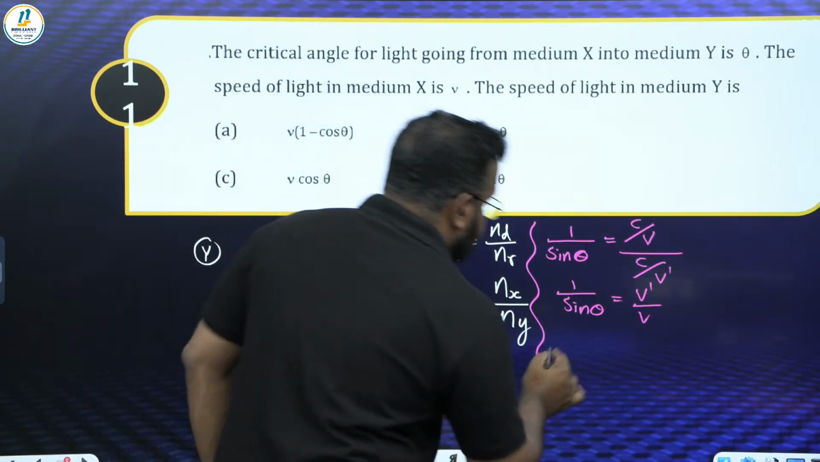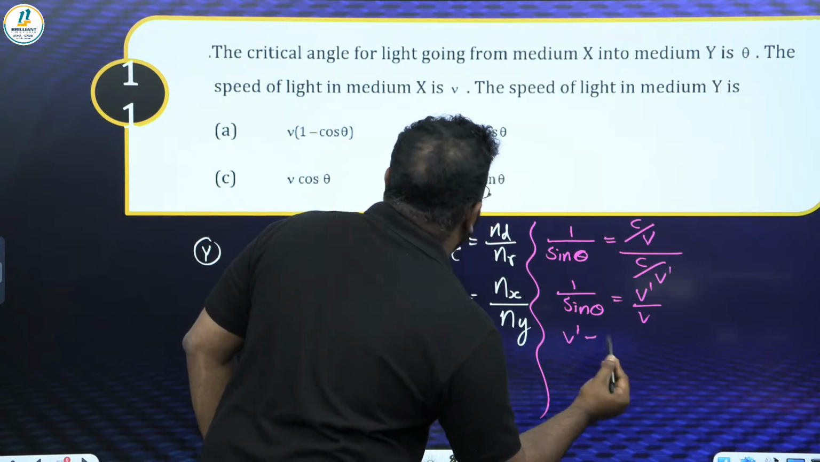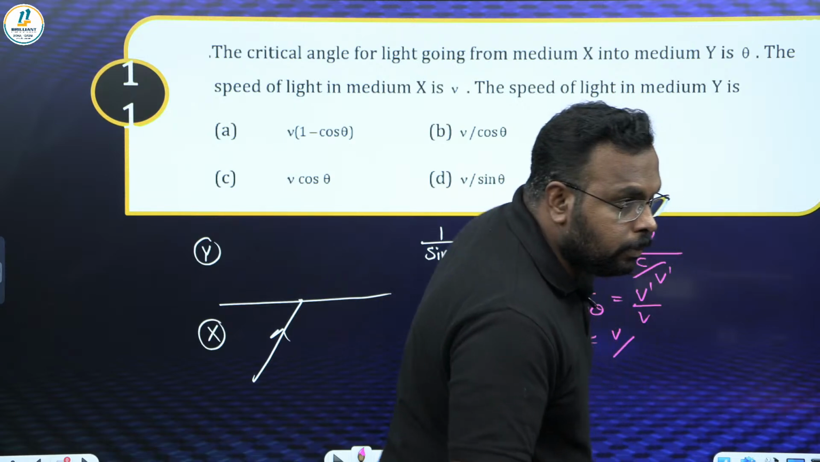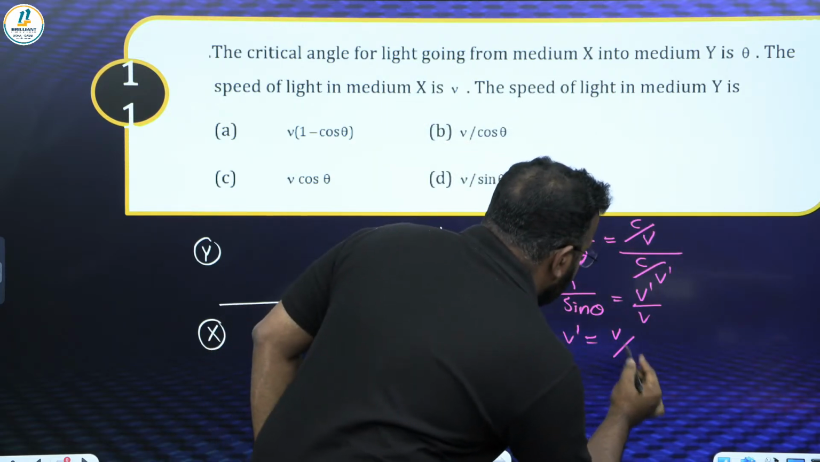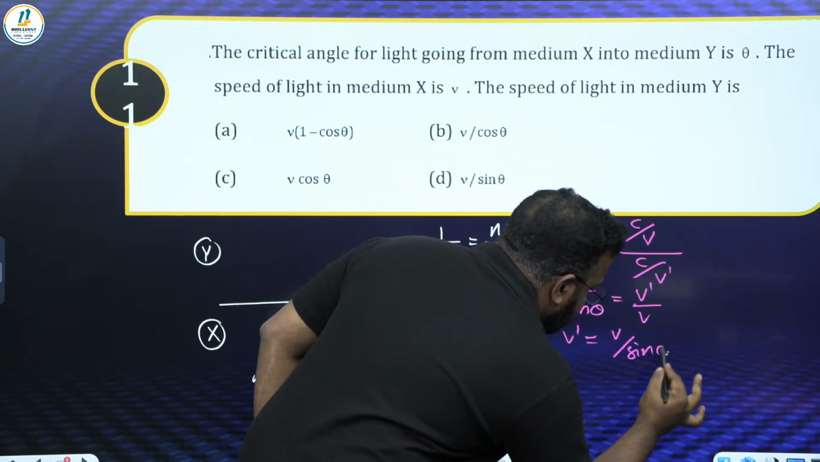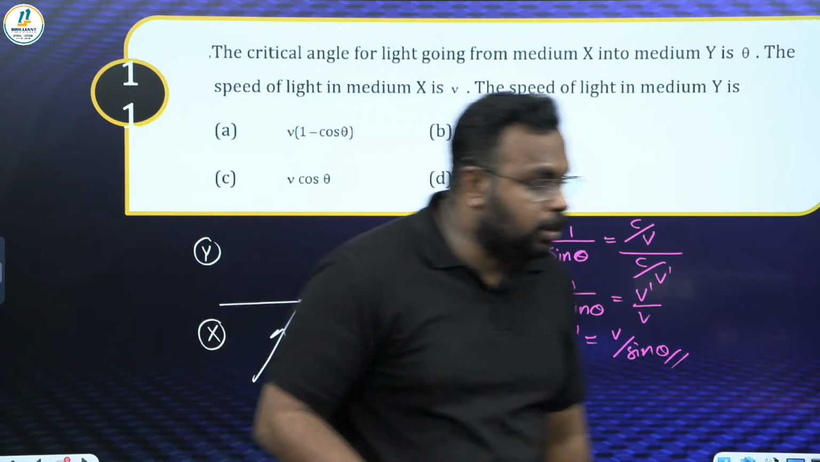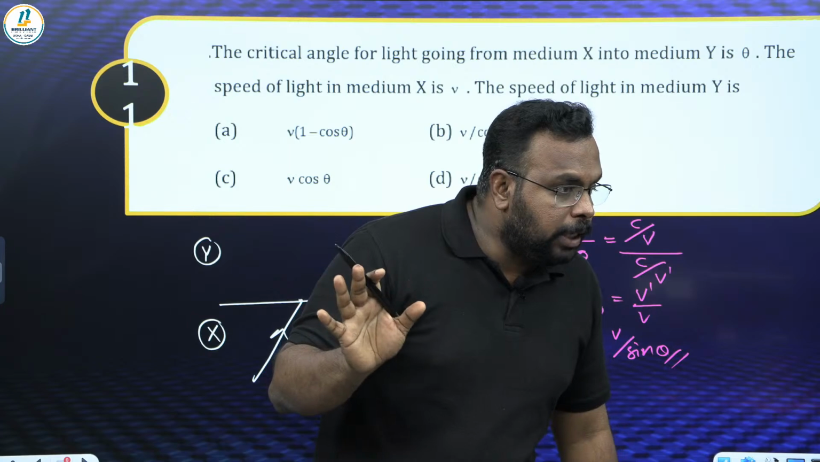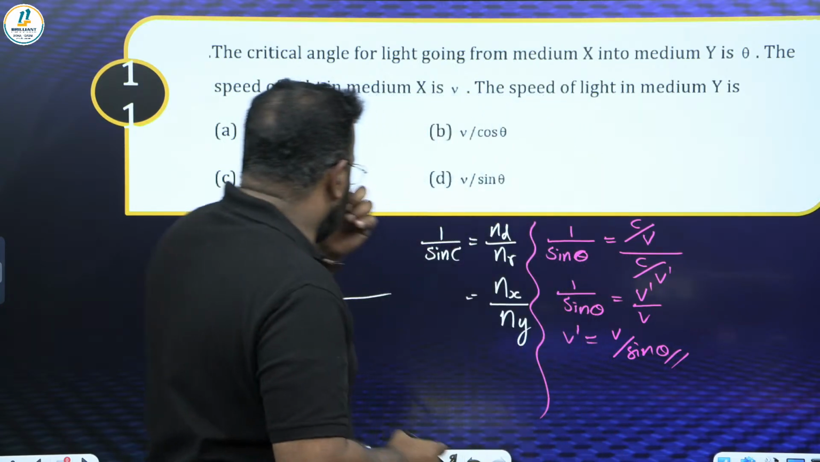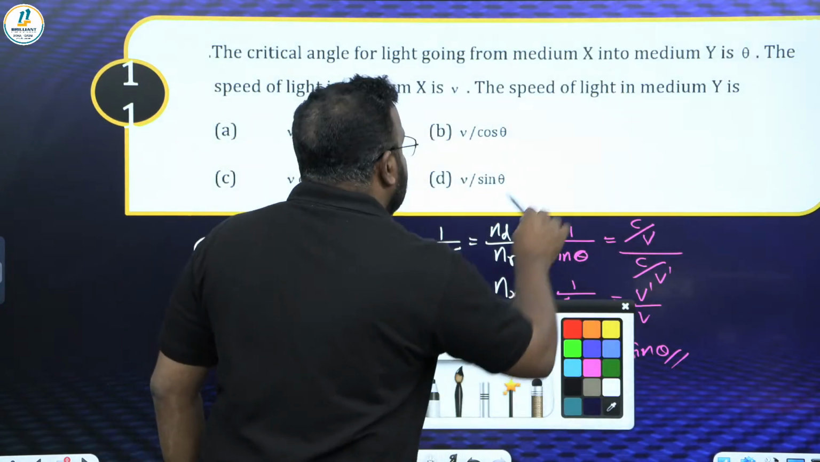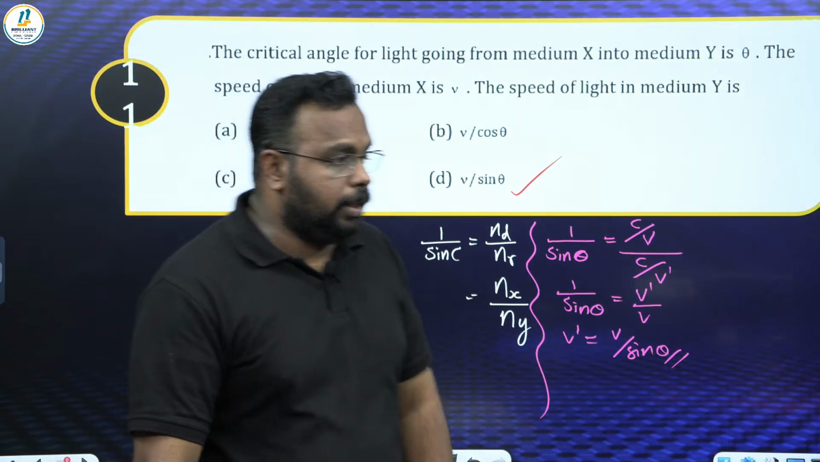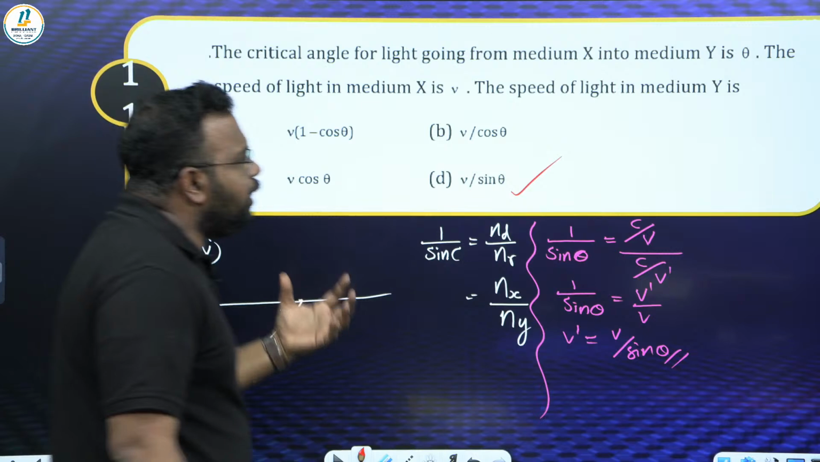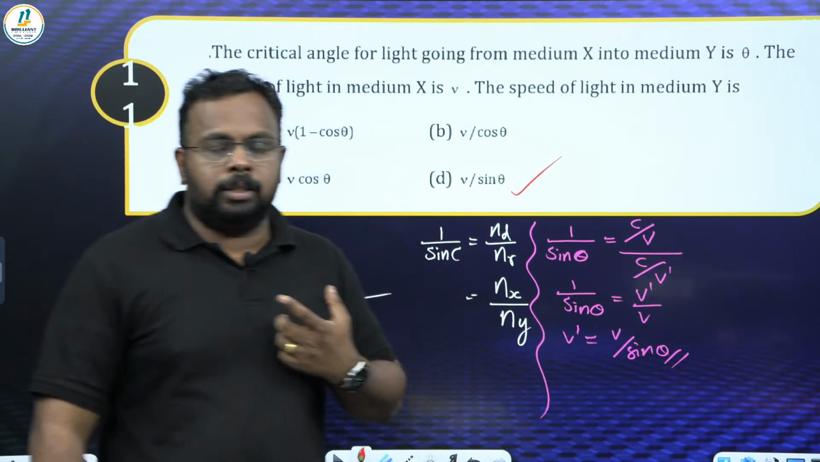They are asking what is V dash? Tell me. V dash is equal to what? Comment your answers, please. V dash is equal to V by sin theta. Yes, Atul. Others also, I hope it is clear. If any doubt, you can ask me. Yes, Sanj, correct. So it is V by sin theta. Is it a tough question? No, right? It's not a tough one. Just use the idea. All questions are conceptual only.